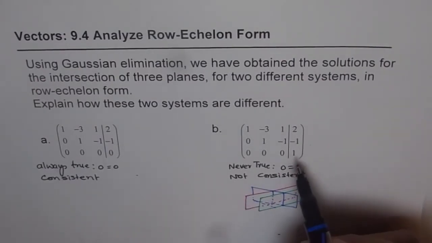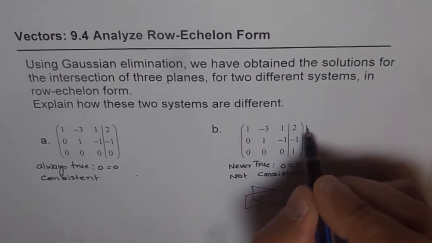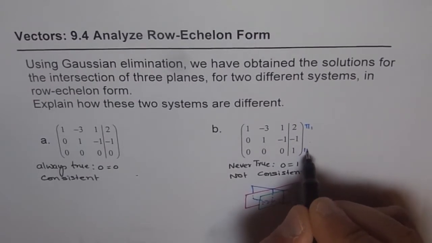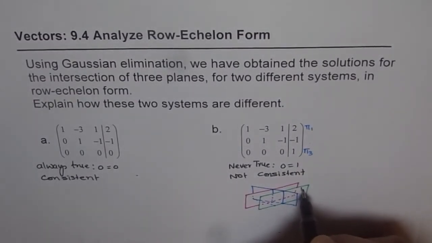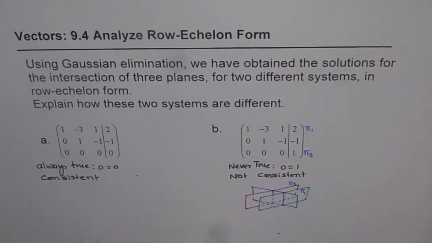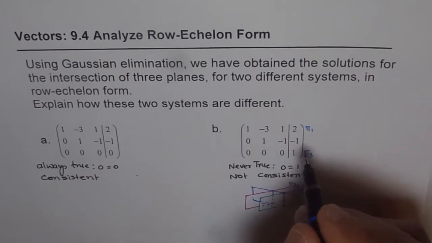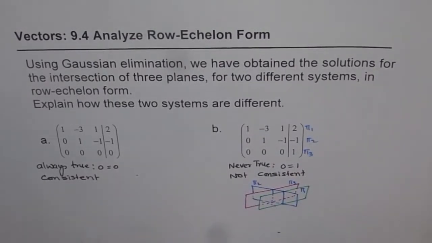So it represents that the two planes are parallel. These are the two planes, let me say pi 1 and pi 3, which are parallel. That means this is, let's say, pi 1, this is pi 3. And the second plane, in this case pi 2, intersects both of them. That could be the situation.